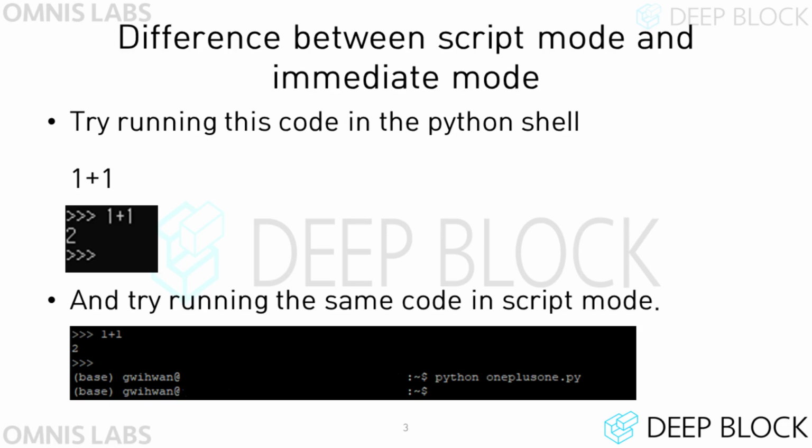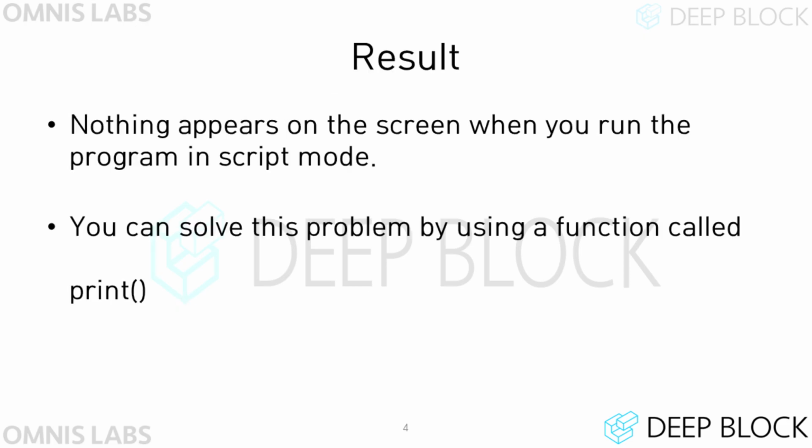Execute the following code in immediate mode and script mode. If you type 1 plus 1 into the Python shell, you will see the number 2. However, if we write 1 plus 1 in the file 1plus1.py and run this file in script mode, we can't see anything on the screen. If we run the code in script mode, we cannot check the evaluation result of an expression on the screen.